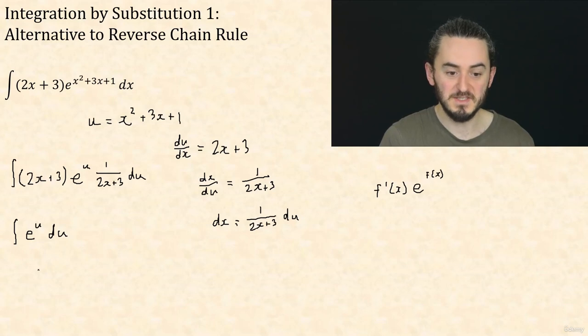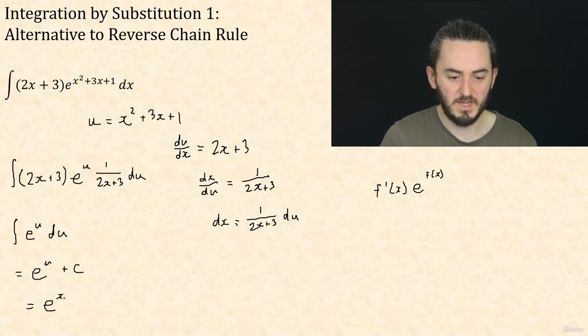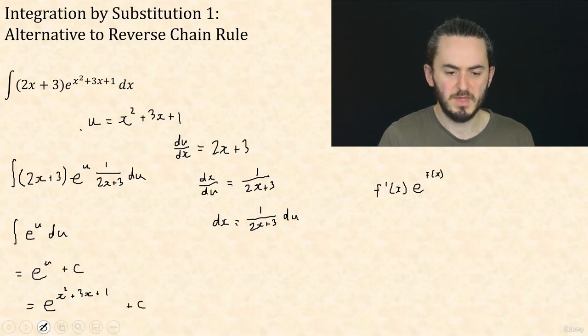Well, that's the easiest integral in the world, isn't it? That is just e to the u plus c. But remember that we wanted an answer actually in terms of x, but that's fine because u was x squared plus 3x plus 1. So my answer is e to the x squared plus 3x plus 1 plus c. So that's the integral of this.